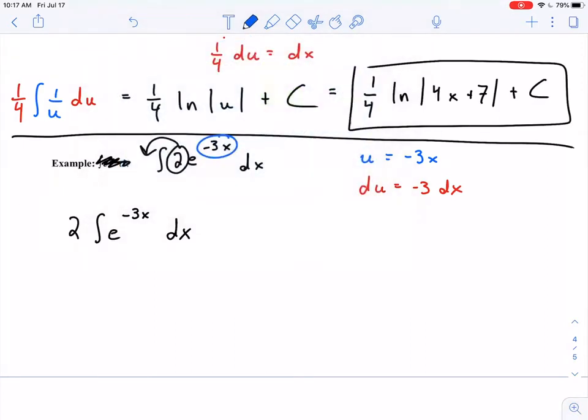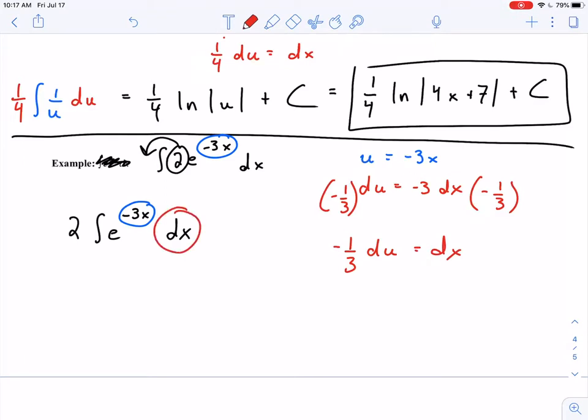So that means, okay, negative 3x, we said that was our u. And that means our du should just look like dx. So that means, hey, I just got to get rid of this negative 3 right here. So I will multiply both sides by negative 1/3. So I have negative 1/3 du equals dx. So when I take out this dx, I'm going to replace it with negative 1/3 du.